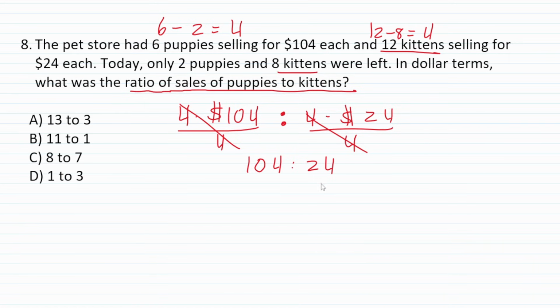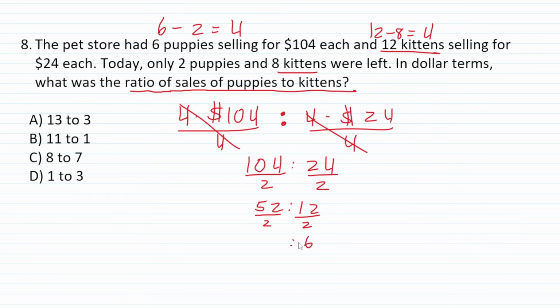Now all we have to do is reduce this ratio to match one of our answer choices. Of course, most people won't see this one right away. Most people would say, well, both of these are divisible by 2. 104 divided by 2 is 52. 24 divided by 2 is 12. And once again, people would say, well, both of these must be divisible by 2.